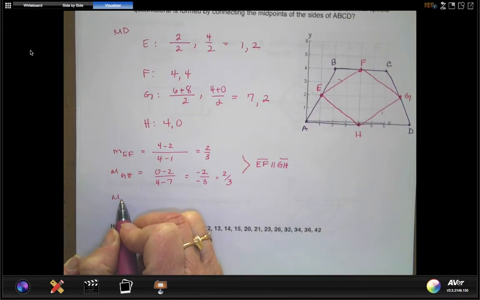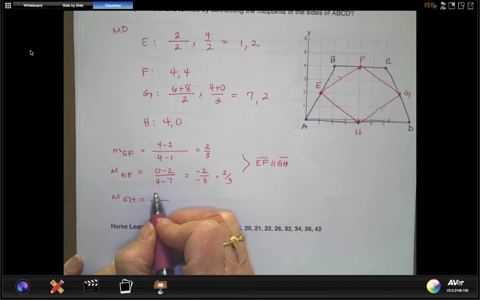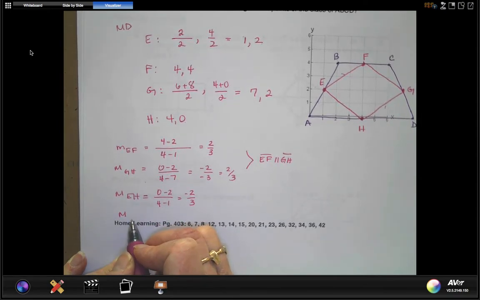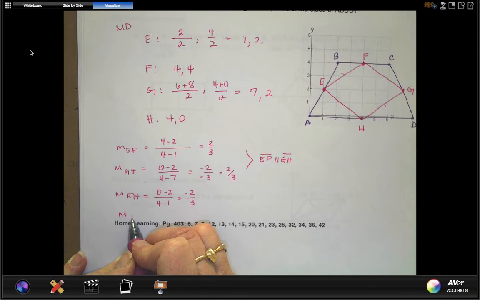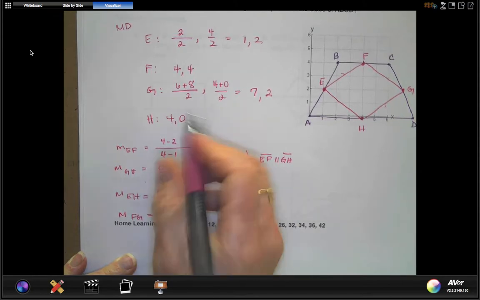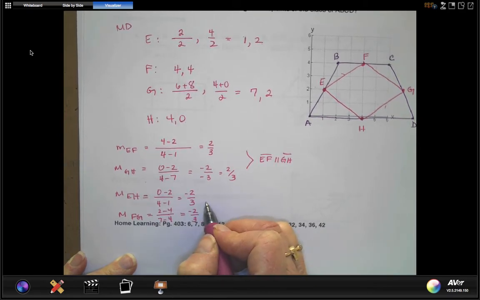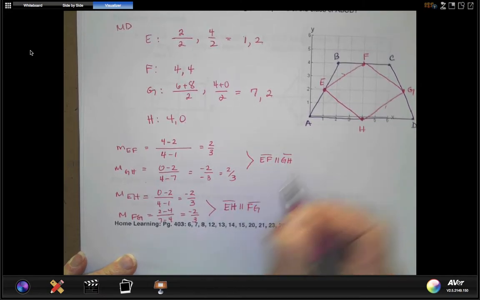Then I'm going to do the other ones. So EH, I'd have 0 minus 2 over 4 minus 1. And then the slope of FG, I'd have 2 minus 4 over 7 minus 4. So negative 2 over 3. So then these slopes again are the same. So I know that EH is parallel to FG. So I know I have a parallelogram.